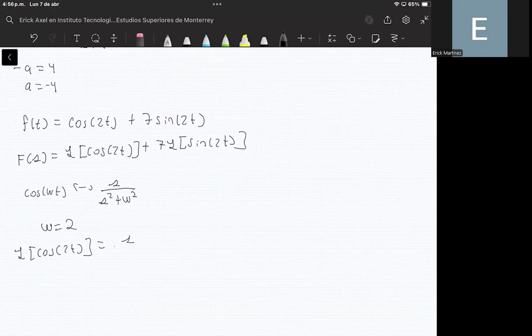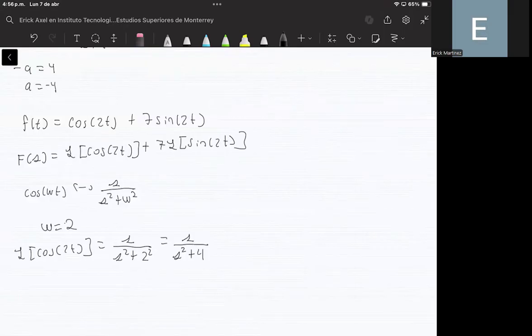So we can compute the Laplace transform of the cosine of 2 times t as s divided by s squared plus omega squared. But in this case, we know that omega is equal to 2. So we can say that the Laplace transform is equal to s divided by s squared plus 4. Okay, this is the value of the Laplace transform of this function because we have a cosine.